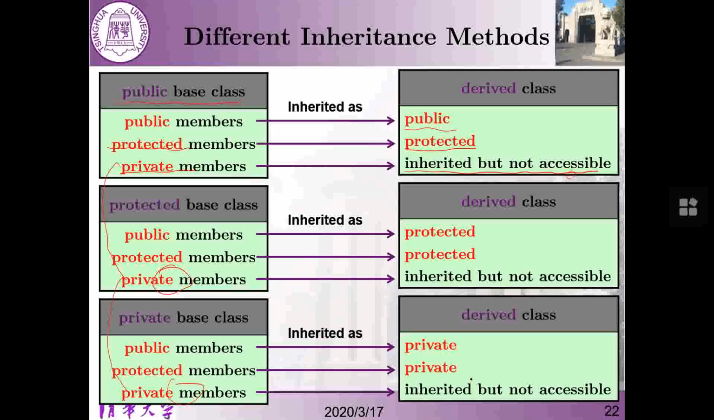We cannot access it. So if you are the class designer and you do not want some of your members to be accessed by your future derived classes, you just define them as private. Then for protected inheritance, all public and protected members become protected. For private inheritance, all public and protected members become private. Okay, so this is the rule.